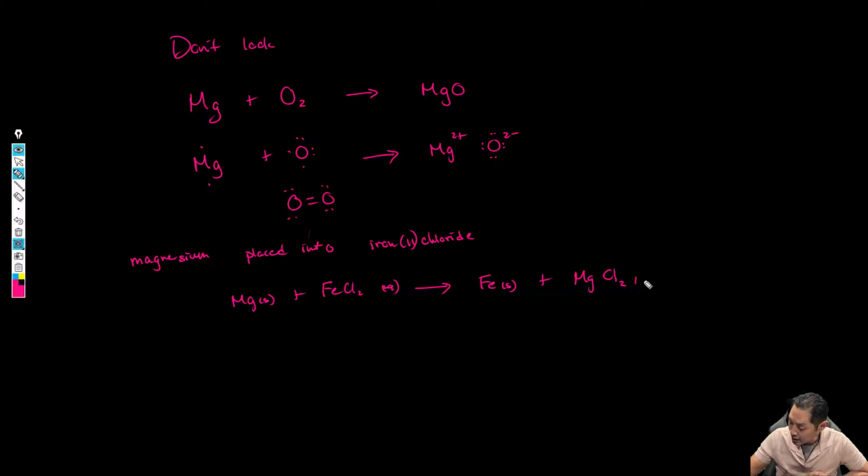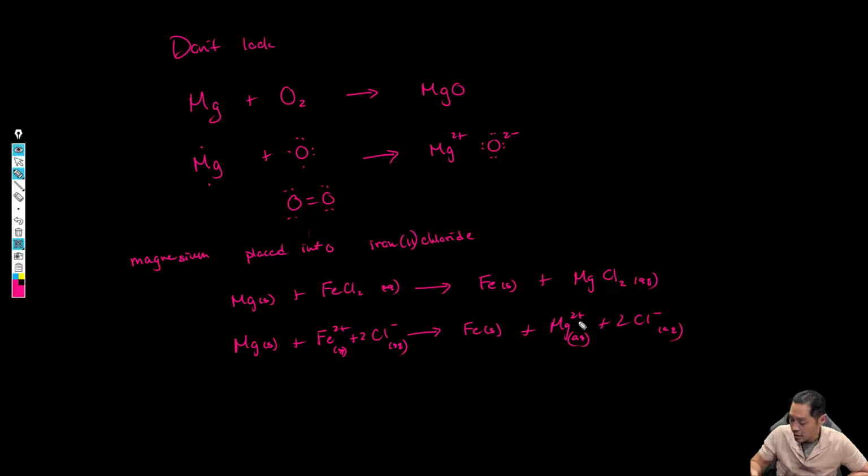So here, anything that's aqueous, you're just going to rewrite it as an ion. Mg solid plus Fe2+ plus Cl-, but you have 2 of these. It's going to yield Fe solid plus Mg2+ plus 2Cl-. So here is my total ionic, and what I need to do is get rid of the spectators. In this case it's going to be chlorides.